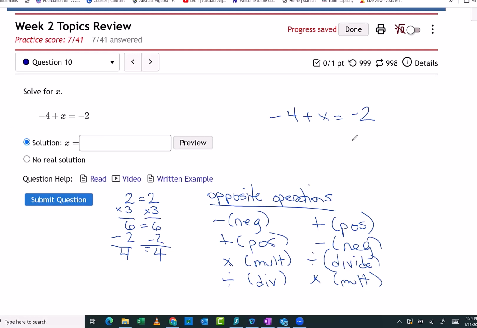Well, I want to find out what x equals. So in the end, I want x equals something, which means this negative 4 here is in my way. But if I add 4 to both sides, negative 4 plus 4 is 0. 0 plus x is equal to, well, I added 4 to one side, I have to add 4 to both sides. This becomes 2. 0 plus x is x. x equals 2. That's my answer.